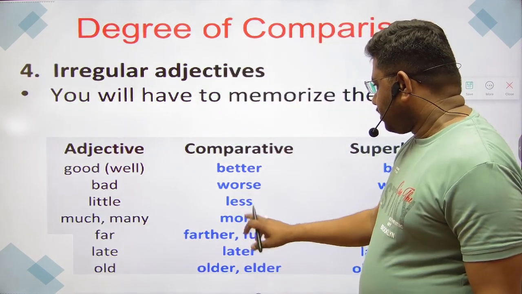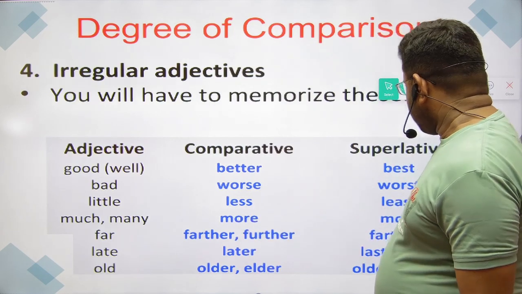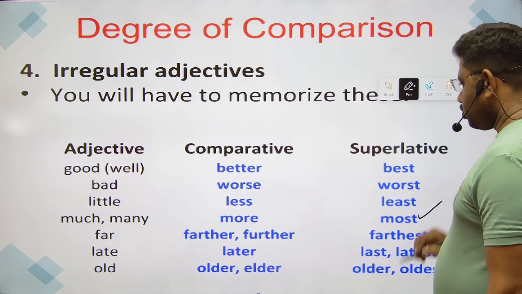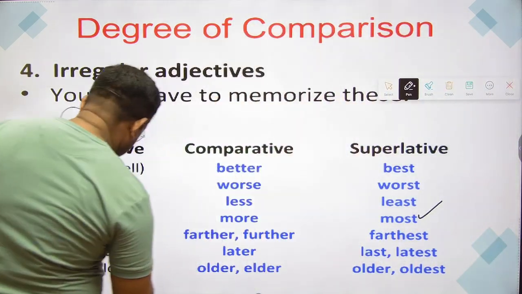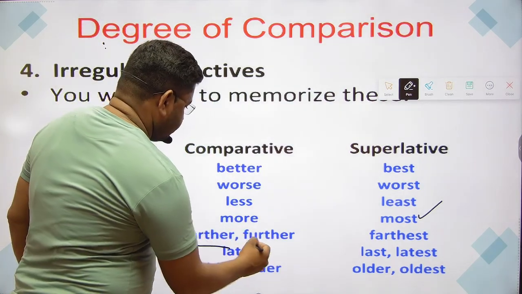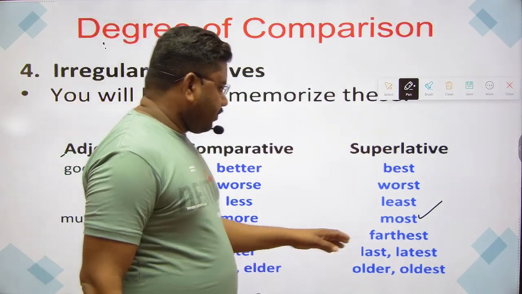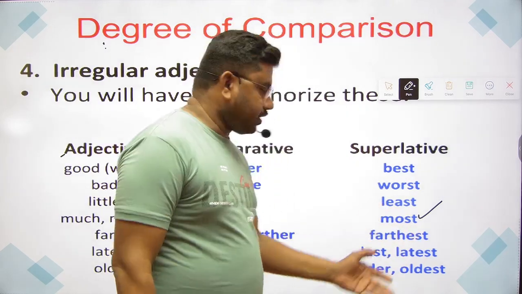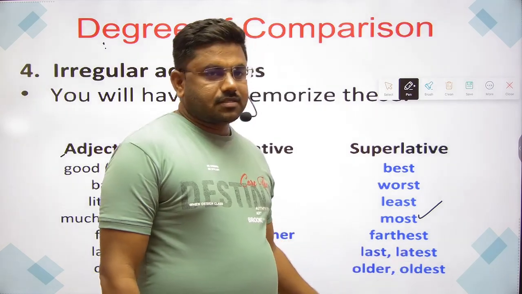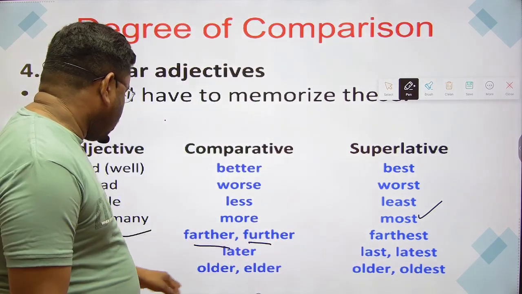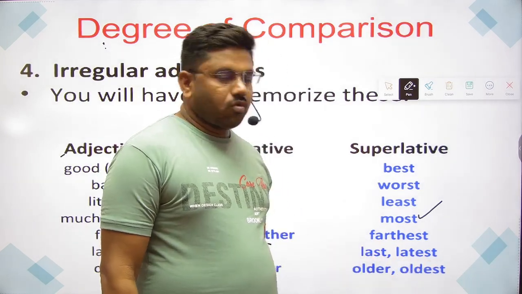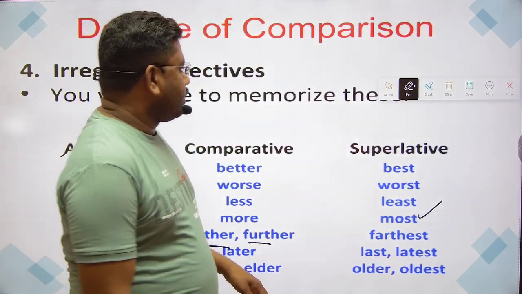Much, many: both are adjectives. In the comparative we use more, and in the superlative we use most. Suppose far is used: further, farther, both we can use in the comparative, and furthest we use in the superlative degree. Now the next one is late: later or latter, latest. Old: older, elder, oldest. Older or oldest we can use in the superlative degree.